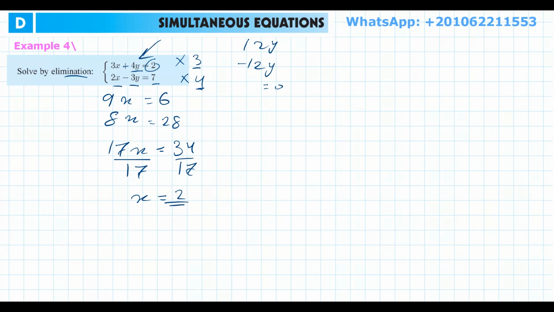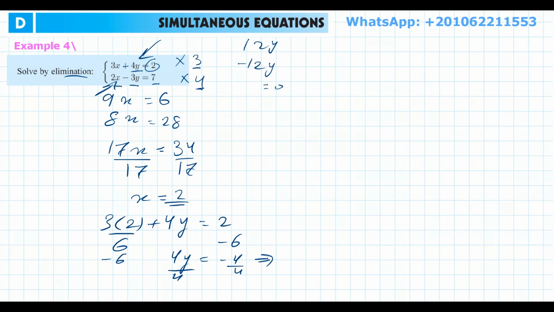What about the value of y? Picking the first equation or the second equation will help us determine the value of y. I'll choose the first one: 3 times x, which is 2, plus 4y equals 2. 3 times 2 becomes 6. Subtract 6 from both sides, and 4y equals negative 4. Divided by 4, y equals negative 1.